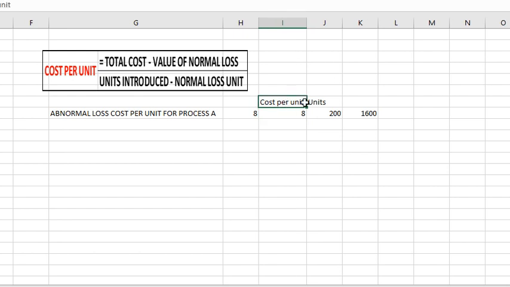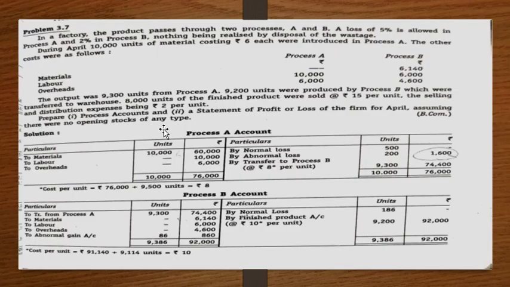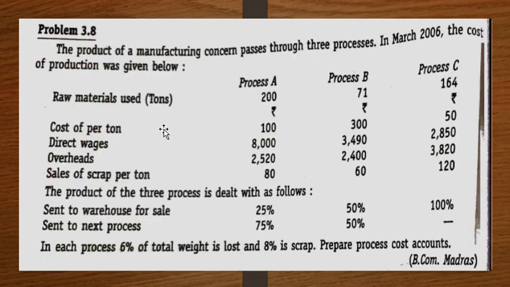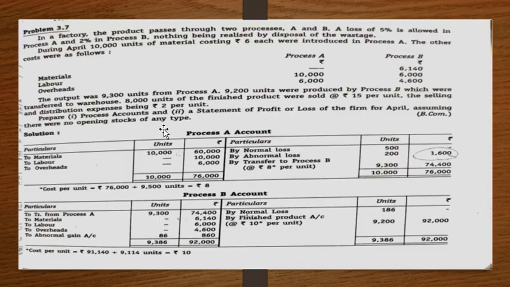So the same thing will be applicable for your process B as well. And this is your total, what you're getting for your abnormal loss. So as we have got 1600, there's no value for normal loss. Abnormal loss is 1600. So the balancing figure will obviously be the amount which will be transferred to your process B's account.